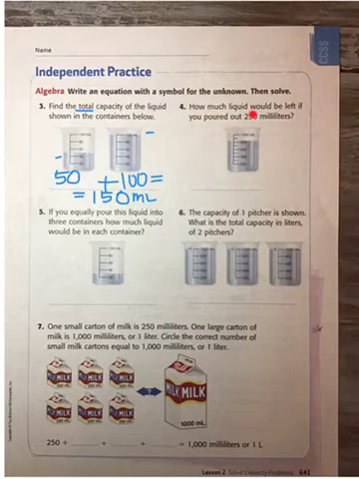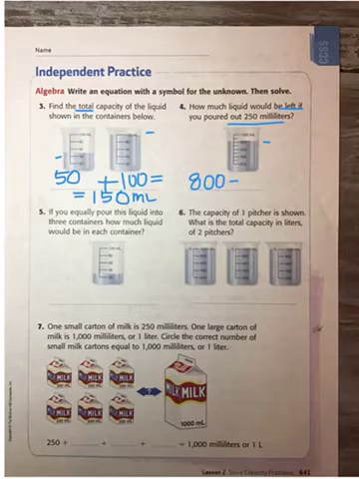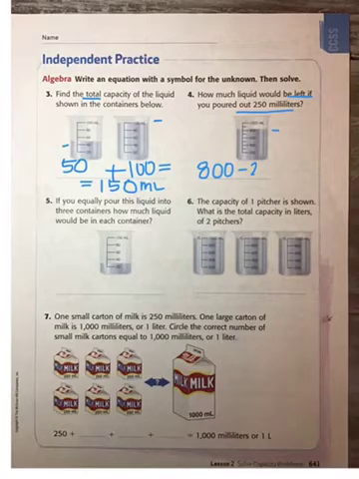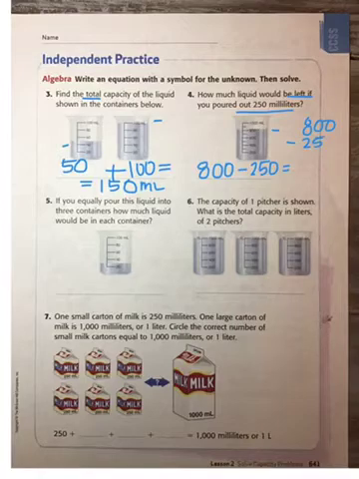Okay, let's look at number 4. Read it with me. How much liquid would be left if you poured out 250 milliliters? Okay, so I'm starting with an amount of liquid, which in this case is 800, right? If I'm starting with 800 milliliters and then I am pouring out 250 milliliters, they want to know how much is left. That tells me I'm going to subtract 250 from 800. I like to do it up here, so I'm going to put 800 minus 250.